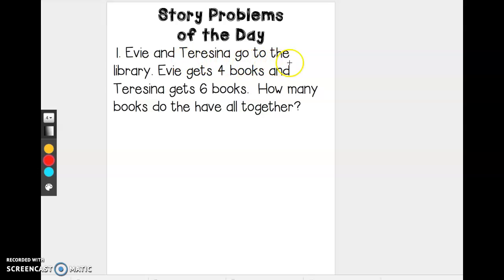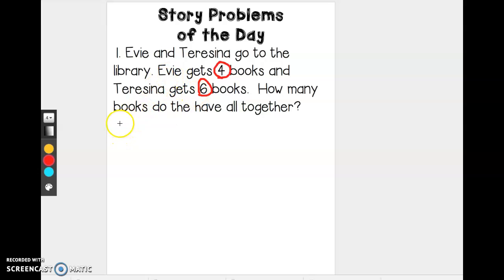Evie and Teresina go to the library. Evie gets 4 books and Teresina gets 6 books. How many books do they have all together? So we know we have 2 numbers in that problem. Evie gets 4 books at the library and Teresina gets 6 books at the library. Now we want to know how many books they have all together. So we could draw a picture. That's one way we could do it.